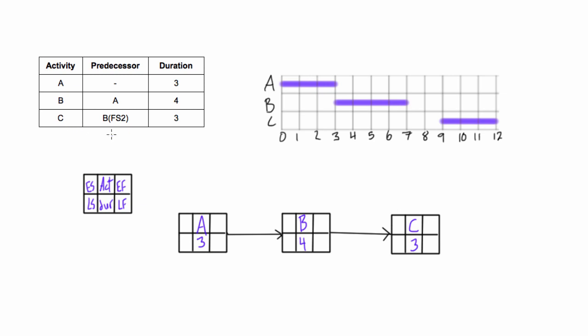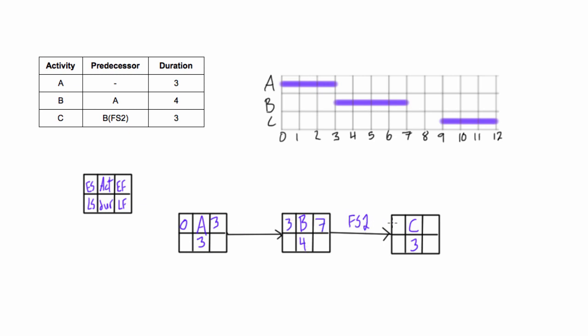And to account for the finish to start plus 2 days of lag here, we just denote that over top of the arrow. We will write finish to start, FS2. Okay, so now we can do our forward pass. So we would start at 0. 0 plus 3 is 3. We bring the 3 over. 3 plus 4 is 7.